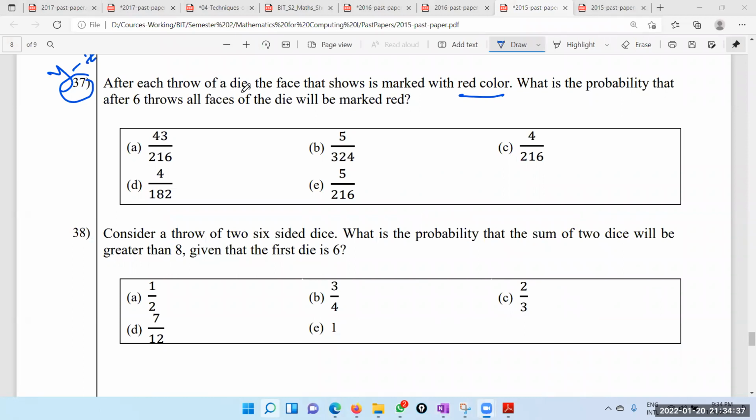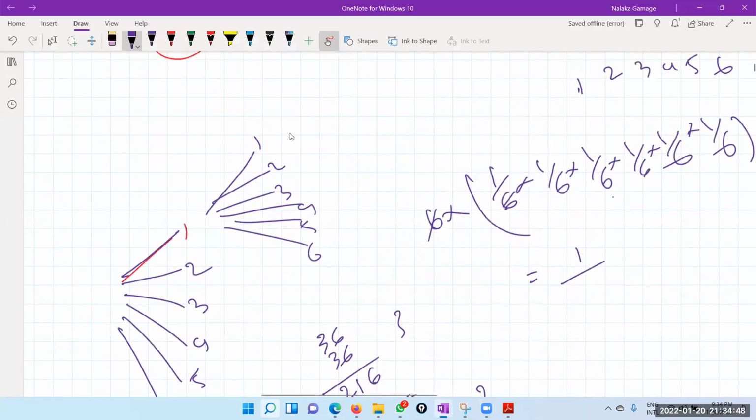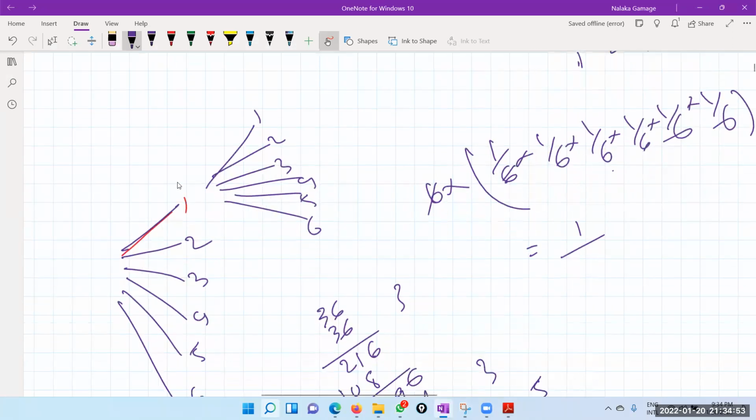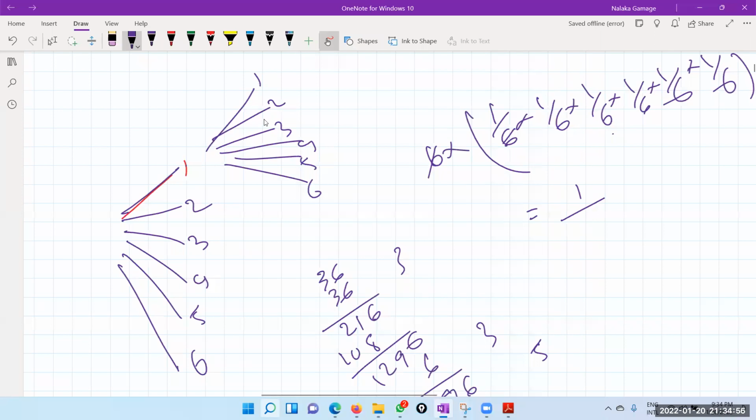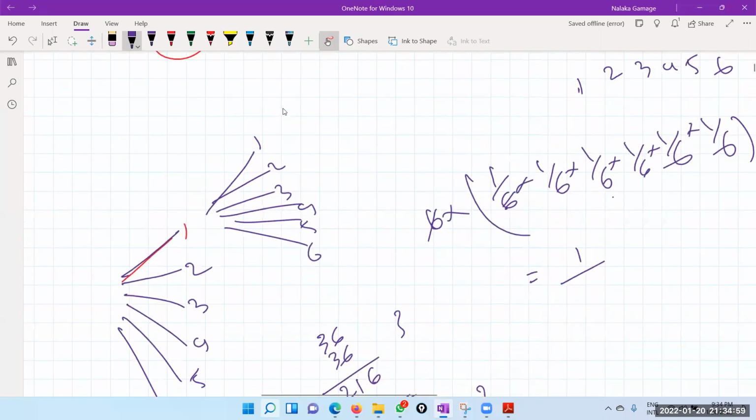After each throw of a die, the face that shows is marked with red color. What is the probability that after 6 throws, all faces of the die will be marked red? අන්න එකයි මෙතන. 1 එන්න බෑ. 1 2 වෙන්න ඕන. 2 වුණොත් පස්සේ ආයි... බලන්න, මේක ගොඩක් අවස්ථා තියෙනවද? 1 2 3 4 5 6ට අමතරව මෙතන තව වෙන්න පුළුවන්ද? එකෙන් පටන් ගන්න. තව වෙන්න පුළුවන්, 1 3 ඕනේ.